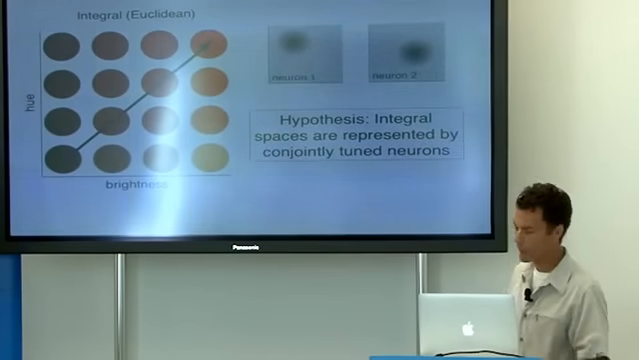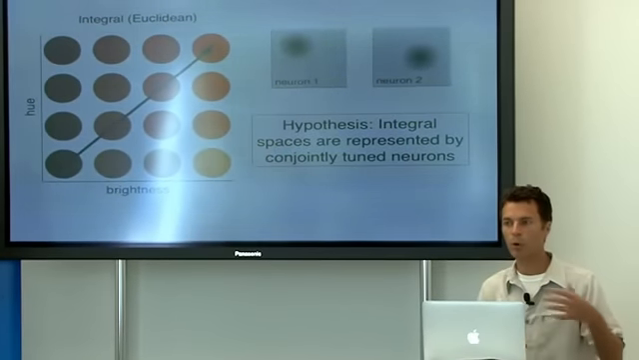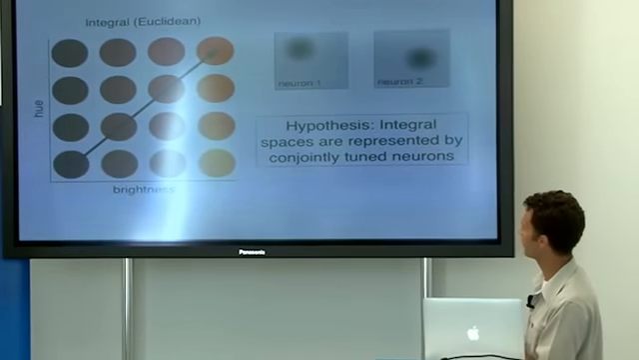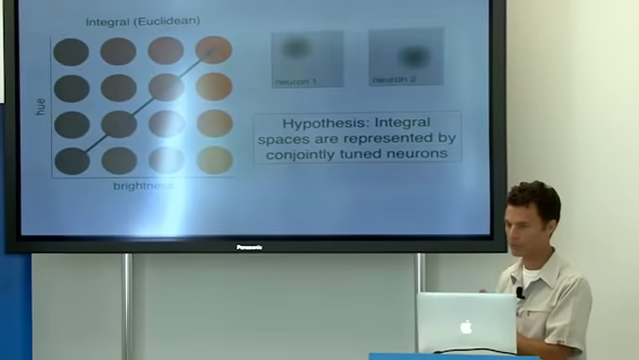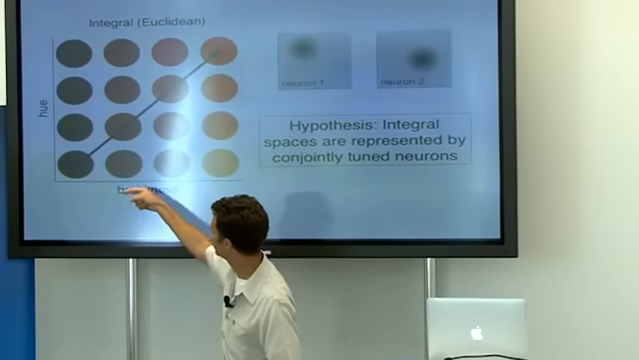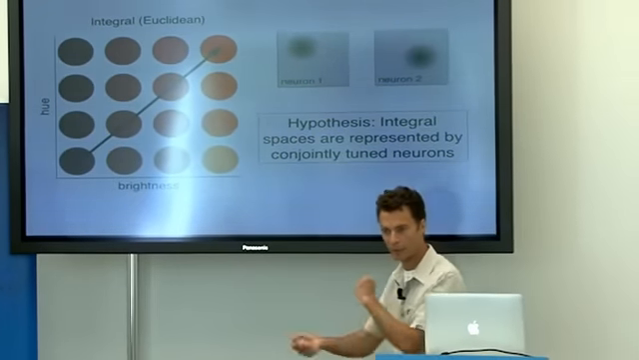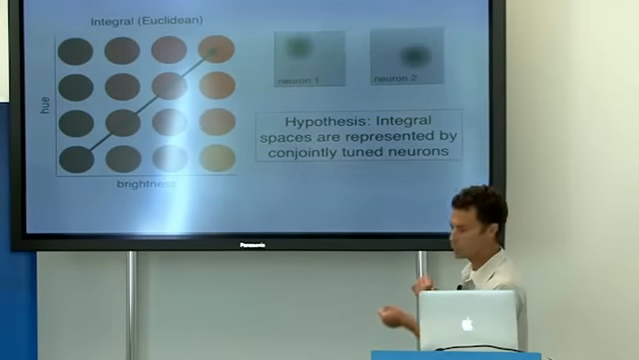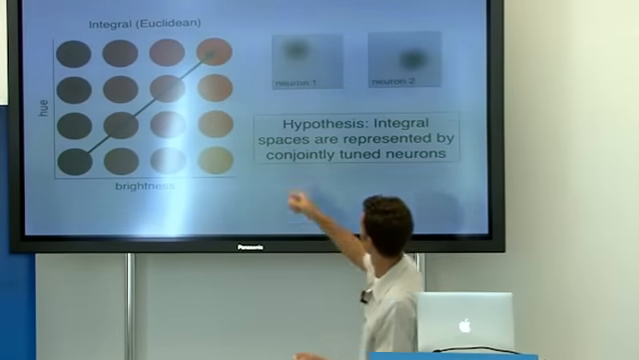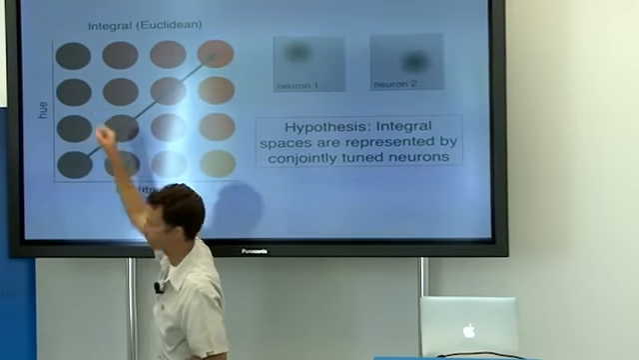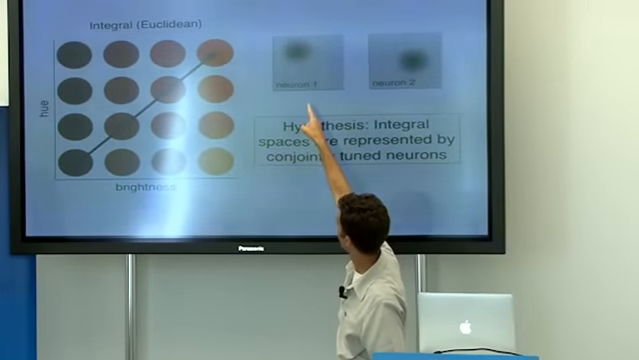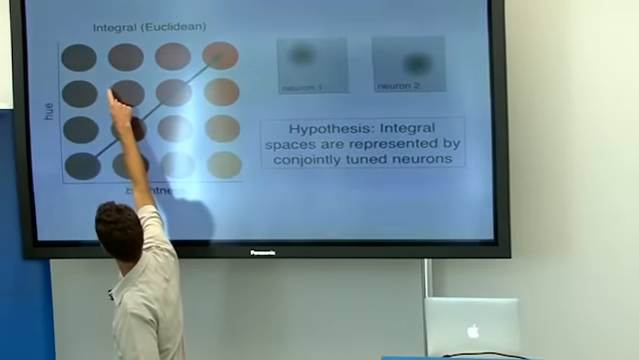Okay, so here's the hypothesis then. Here's the idea that I want to motivate the study I'm going to show you, and that is that integral spaces are represented by conjointly tuned neurons. That's the basic idea. So if you find 2 dimensions, like hue and brightness of color, where people can't tell them apart very easily at all, then what we want to posit is that you will find neurons which are tuned to respond to a particular point in the space with a circular receptive field. Okay? That is, you'll have one neuron which happens to like this particular color.